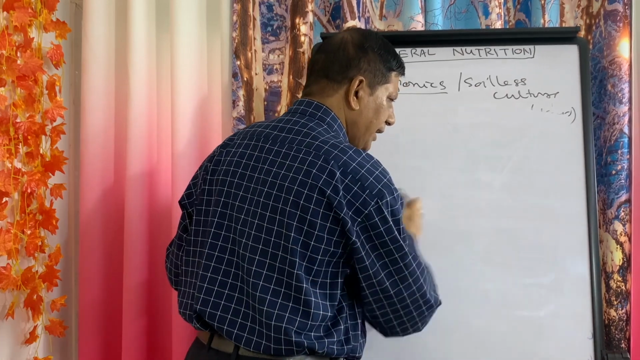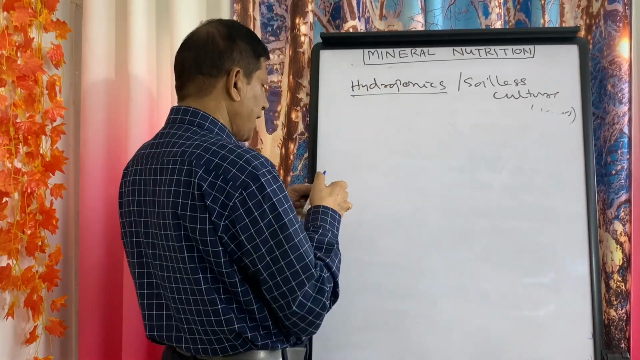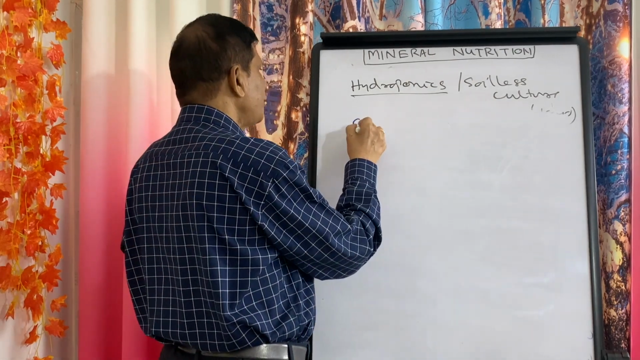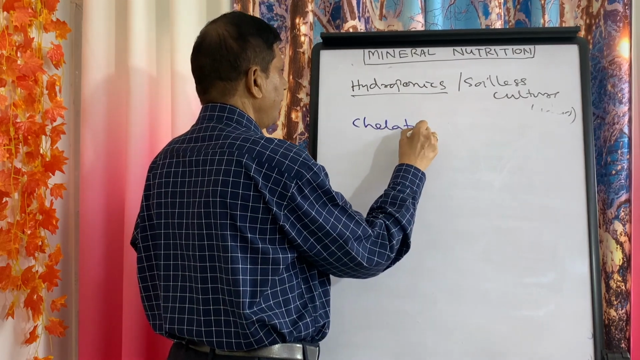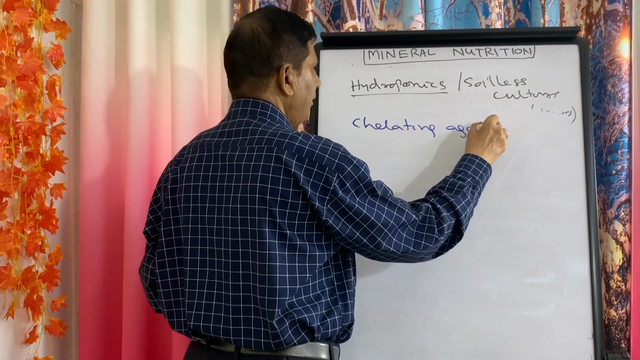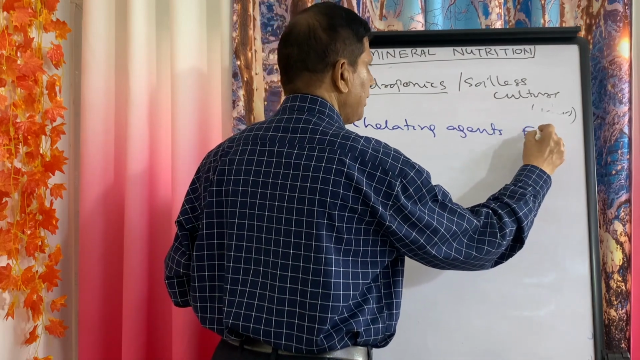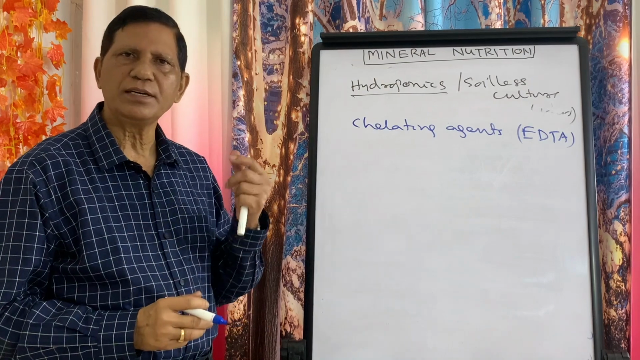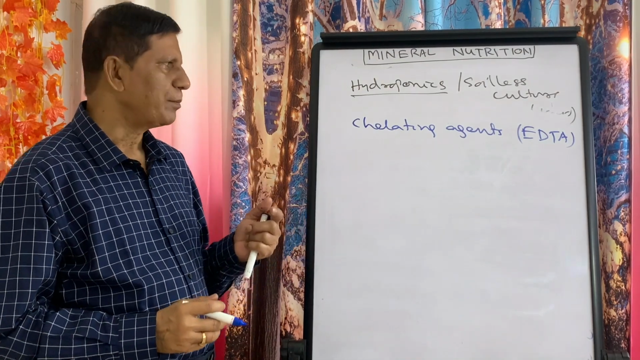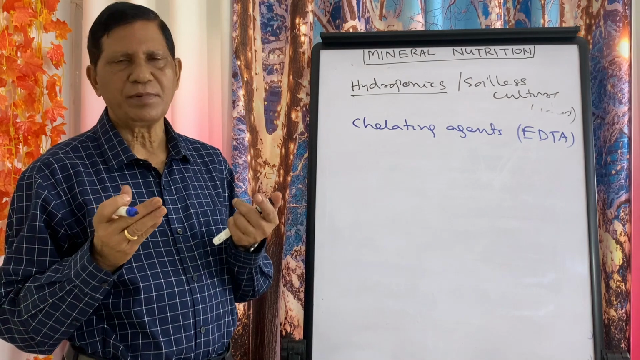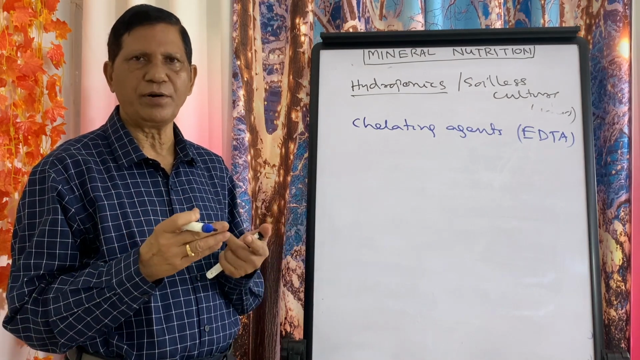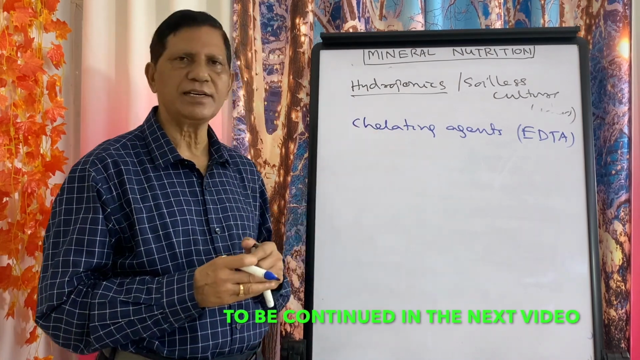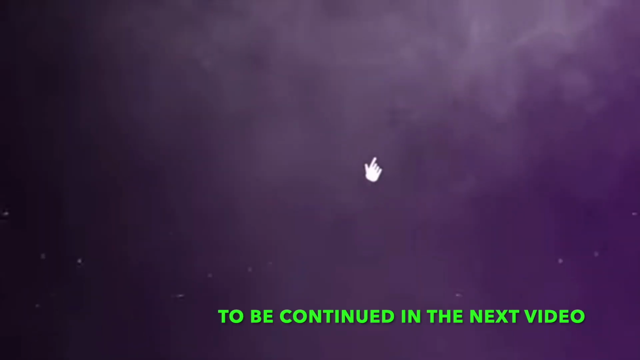And another thing is, while this hydroponics solution is prepared, it is very important to add chelating agents. One example of a chelating agent is EDTA. The addition of chelating agents to the solution culture is important because there are some minerals like zinc and copper that are not soluble in water. But when we put chelating agents, they are available to the plants.